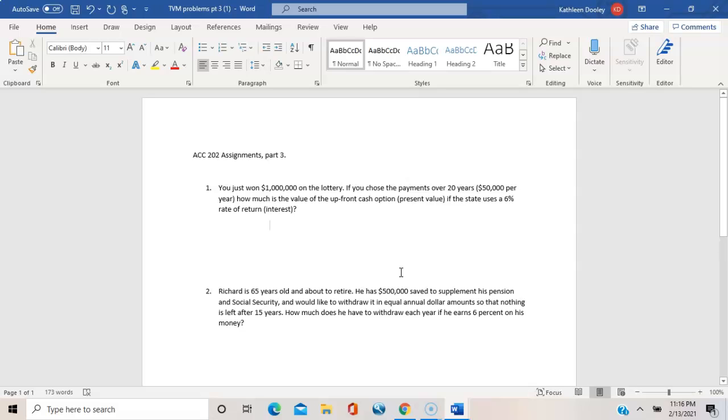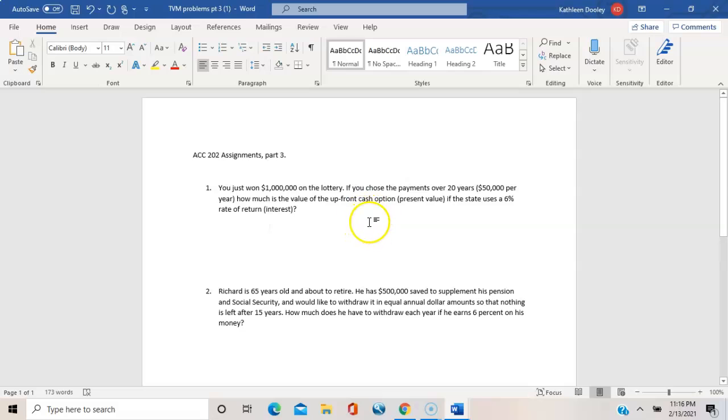Part 3 of the time value of money problems. And here we get into some annuity problems. In this first one, you just won $1 million on the lottery. If you choose payments over 20 years, you'll get $50,000 per year for 20 years. How much is the value of the upfront cash option?